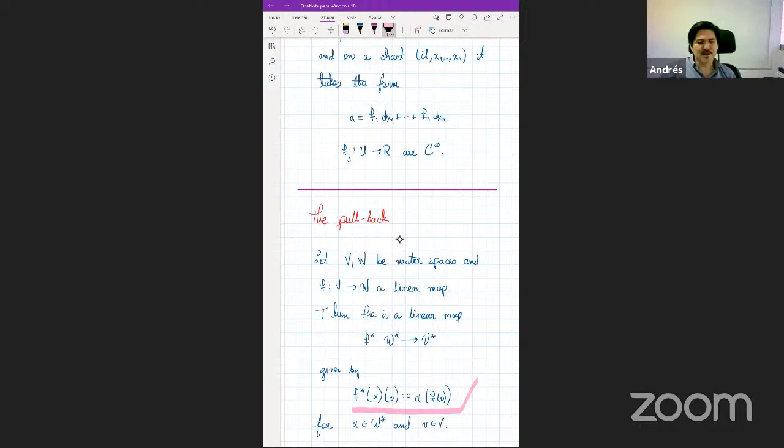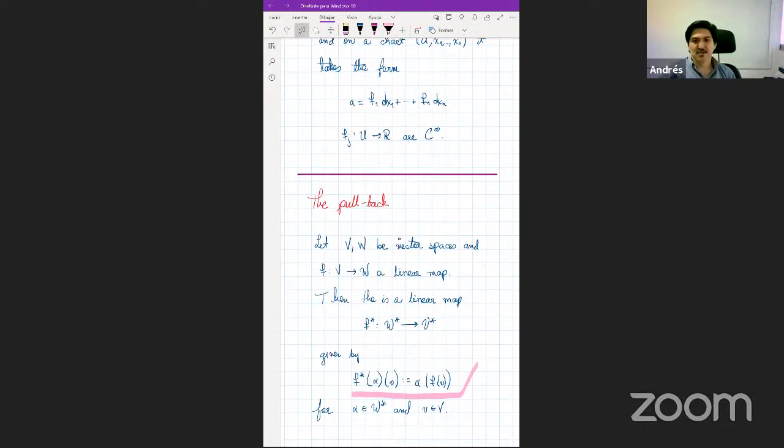So it happens that F star is a linear map. I'm not going to go into that, but you can check that this is linear. Okay? So this is the linear algebra setting. And now let's go back to manifolds and define the pullback of differential forms, but in this case, only one forms. But it will hold in general.